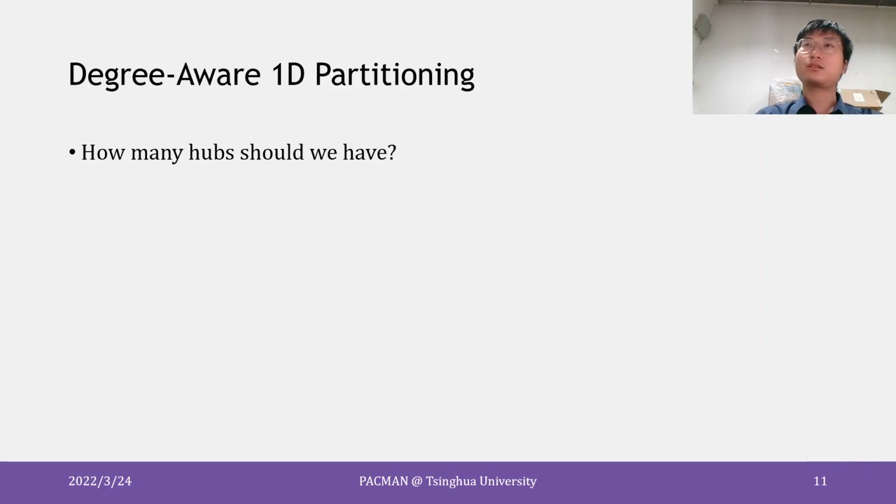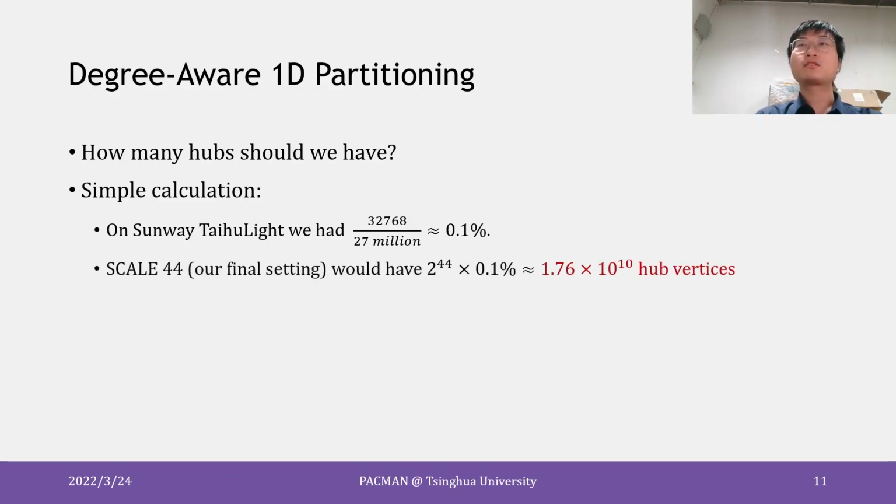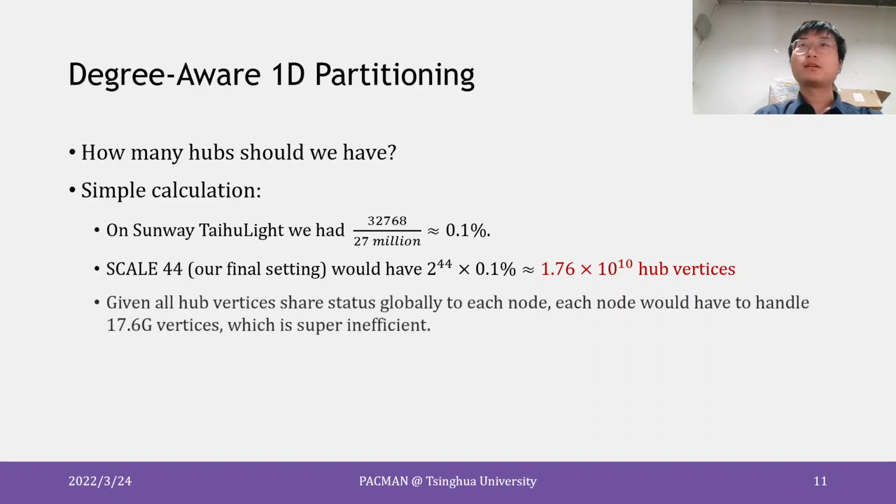So we make a simple calculation. On Sunway TaihuLight, we had 32,000 hubs per node, while each node had 27 million local vertices, which is about one hub in 1,000 vertices. When it grows to scale 44, our final setting, there would be about 17 billion hubs. Those hub vertices then cause 17 billion hub vertices to be maintained on each node, all requiring pre-iteration synchronization of their status. Obviously, it's not acceptable.